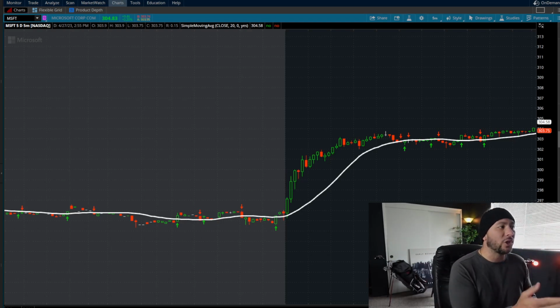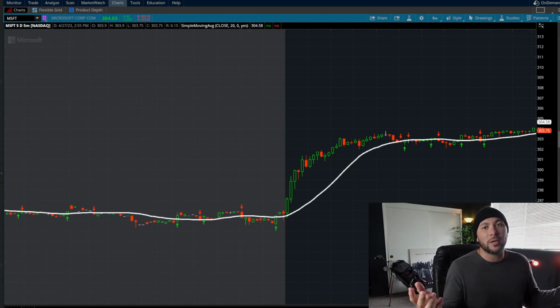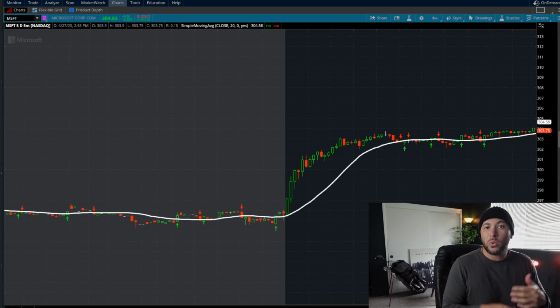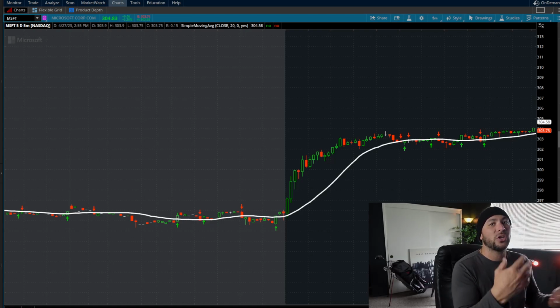So the stock that we're looking at here is Microsoft. The only reason it's on my chart is because I was doing some technical analysis for tomorrow, so I might as well just make a video here. It doesn't matter the ticker. It doesn't matter what we're trading, whether it's futures, crypto, options, or stocks. As long as you can read a chart, you can understand how to trade.